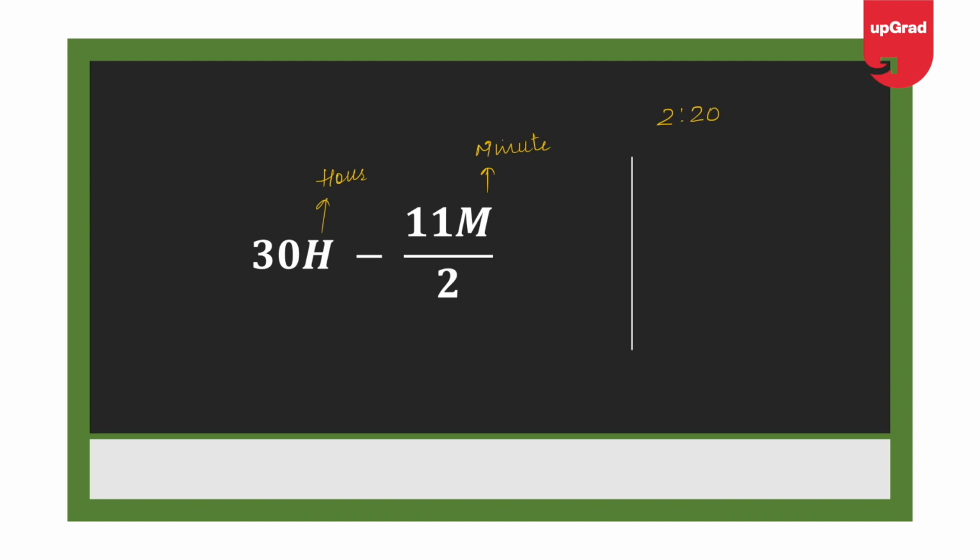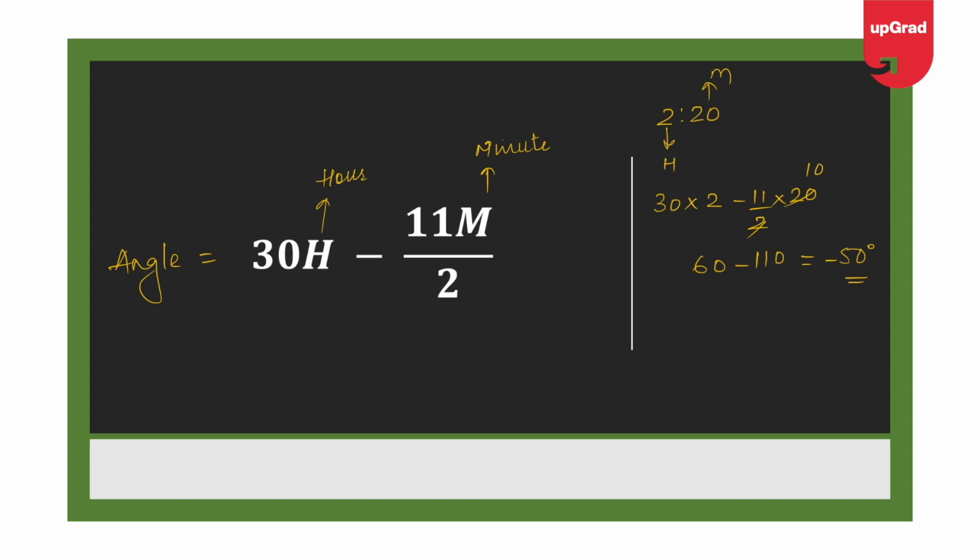I'm again going to pull those two questions. My first question was 2:20. So here my H is nothing but 2 and my M is 20. Now when I put the values in the formula, that is 30 multiplied by H minus 11 by 2 multiplied by M, let's see what I get. So I get 60 minus 110 and my value is minus 50 degrees. That's my answer. So actually this formula can be used to calculate the angle between the needles.